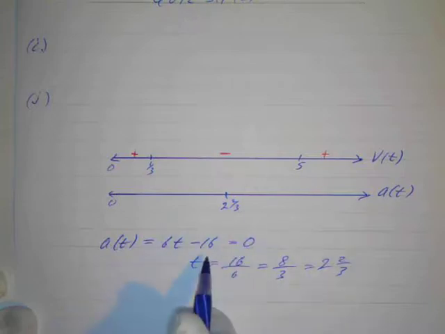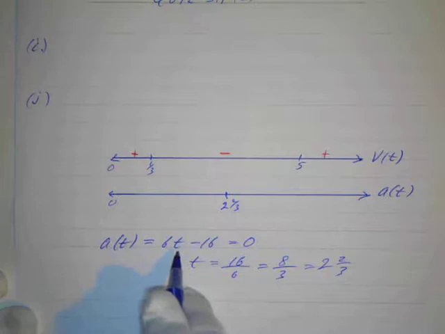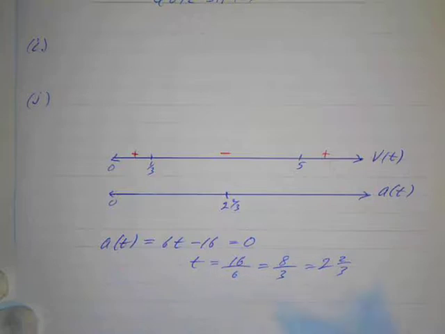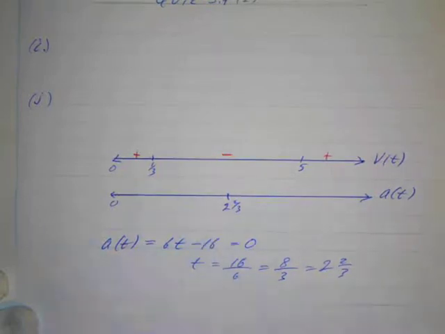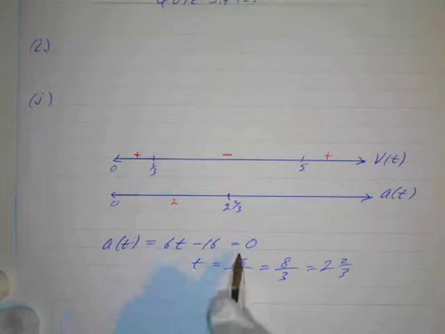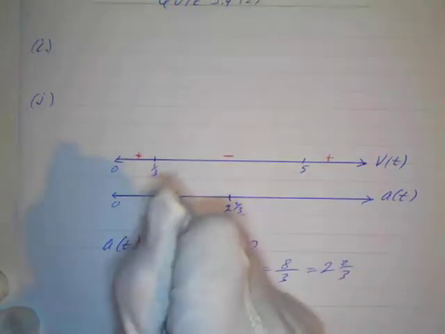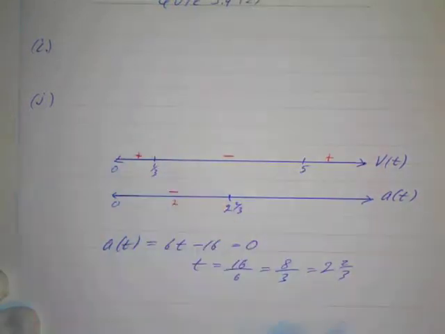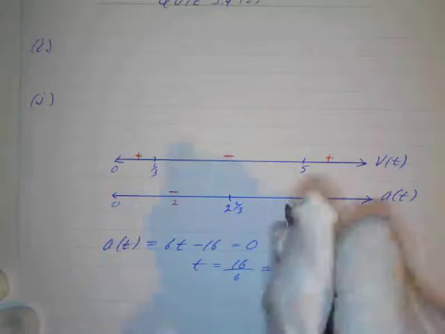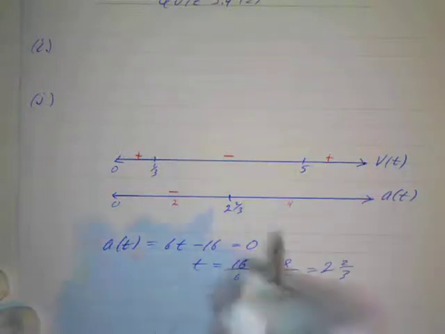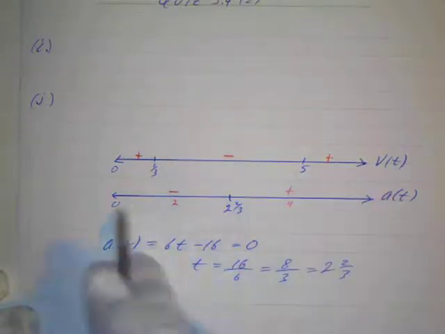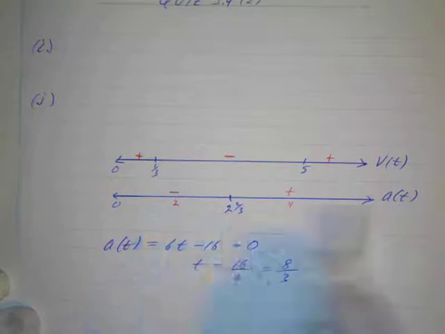Okay, now let's just check this. When we're less than 2 2/3, or less than 8/3, what's our acceleration going to be? Let's try 2. Well, 6 times 2 is 12. 12 minus 16 is negative, so my acceleration is negative. And then let's try, I don't know, 4. 6 times 4 is 24, minus 16 is positive. So there you go. Our acceleration is negative here, and it's positive here.